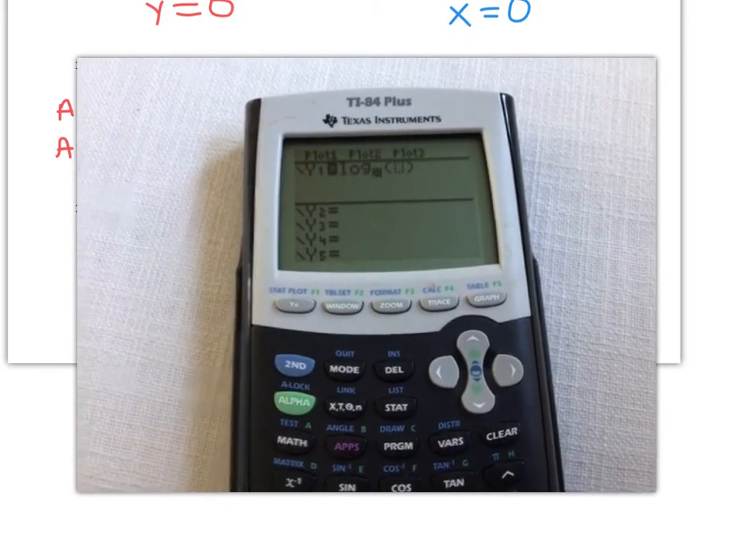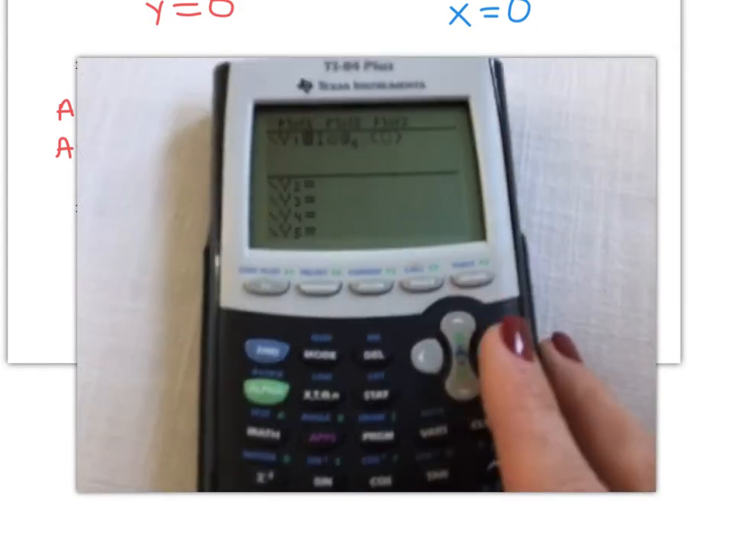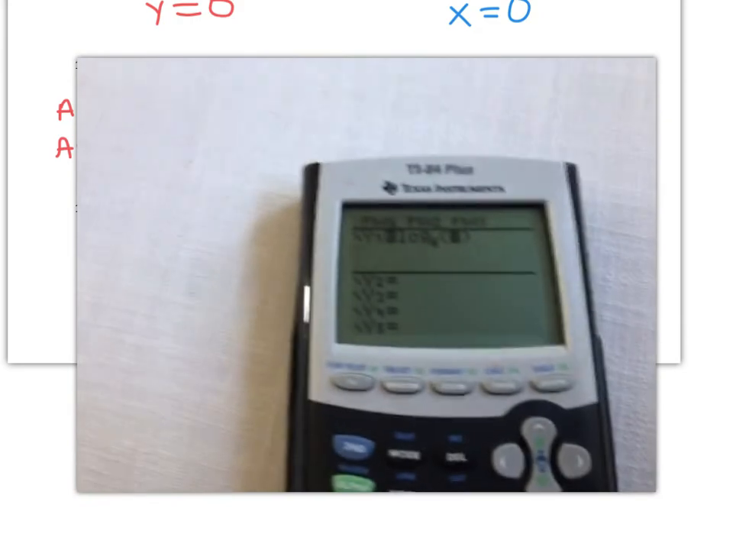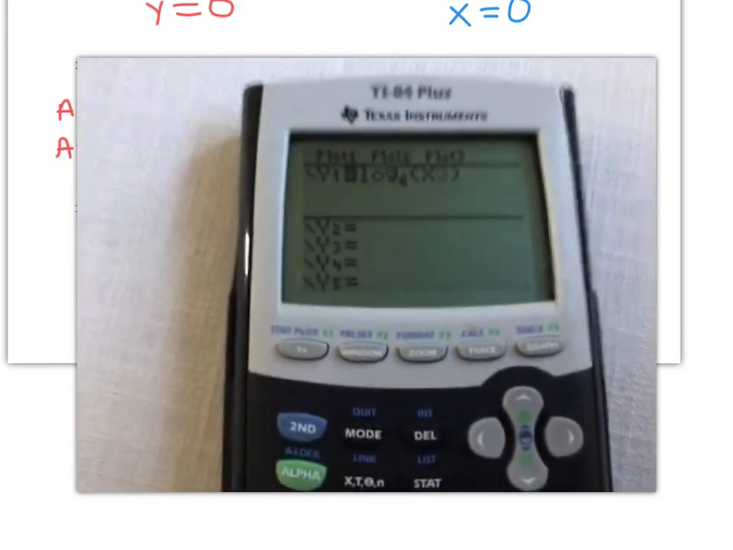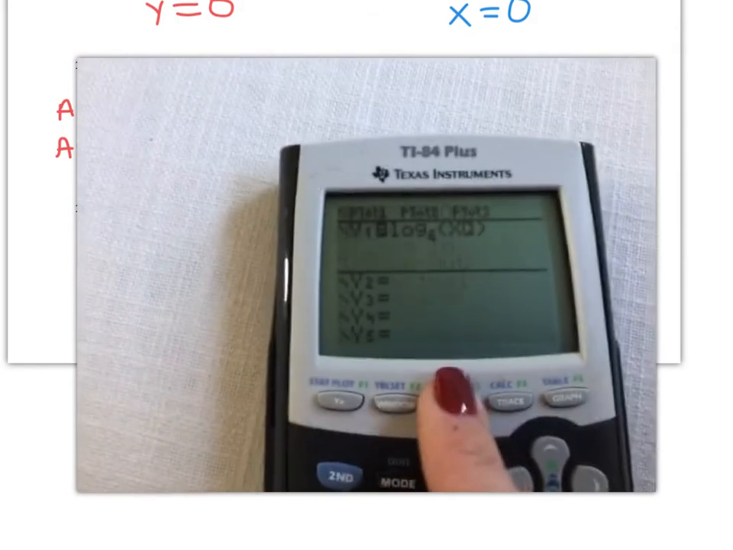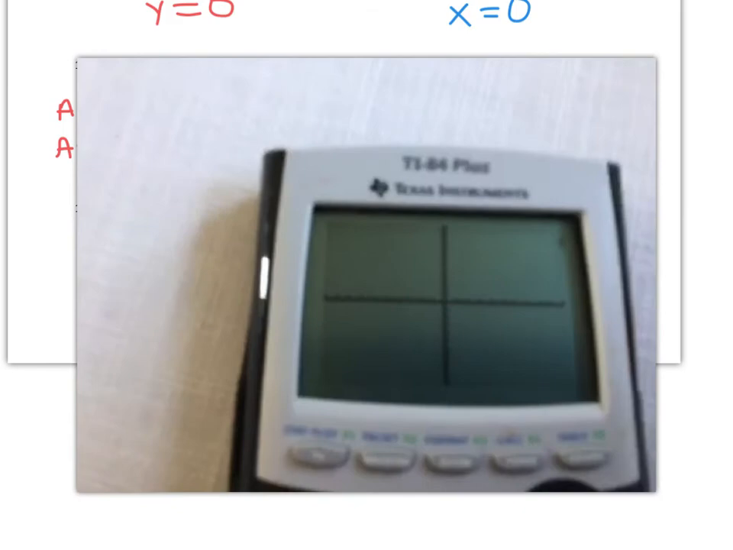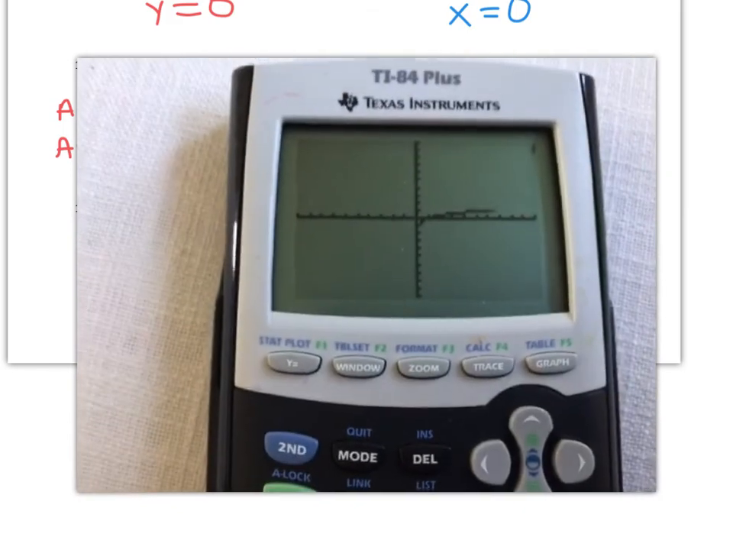And then it allows you to plug a base in. So I'm going to make that a 6. And then I'm going to scroll over here and make that x. And you could hit graph. I'm going to hit zoom 6 because I don't know what sort of window my graph is on. So zoom 6. And what you'll see is this graph looks really similar to the graph that we had at the top of the page.